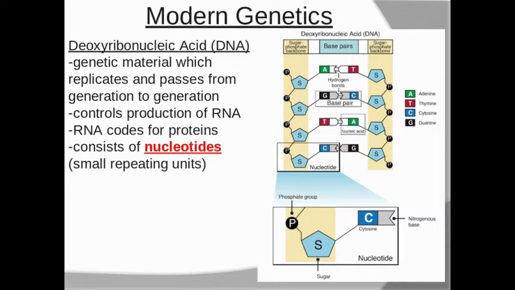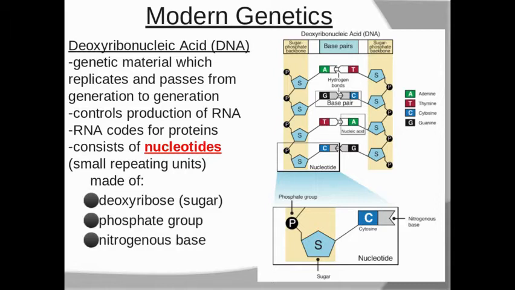Its structure is made up of nucleotides, and these nucleotides are small repeating units. So in the picture on the right, we see a nucleotide highlighted here. It's made up of three main parts: a phosphate group, a sugar, and a nitrogenous base that can vary between A, T, G, or C.